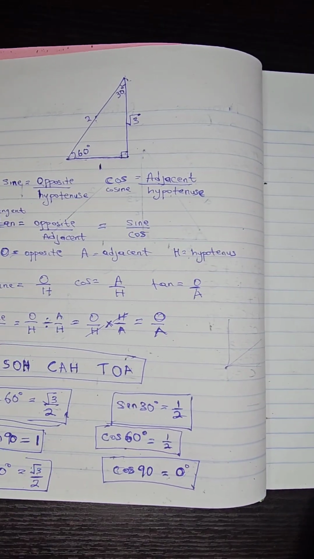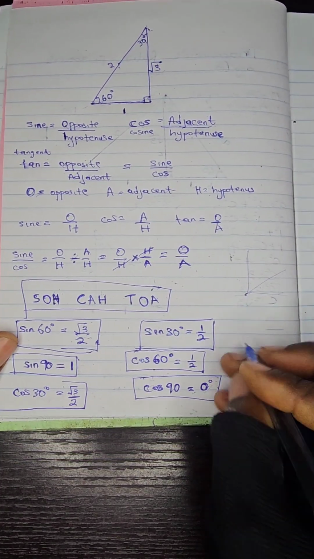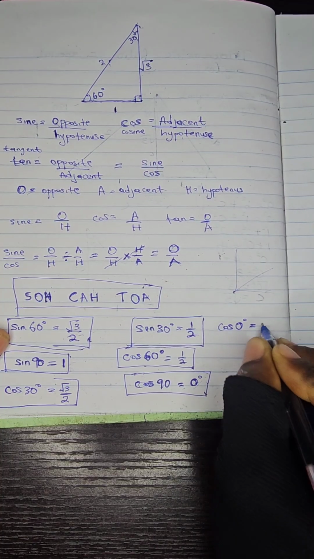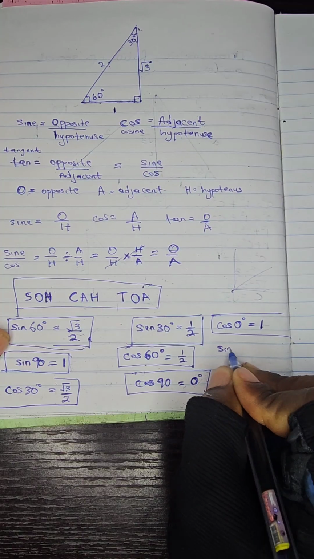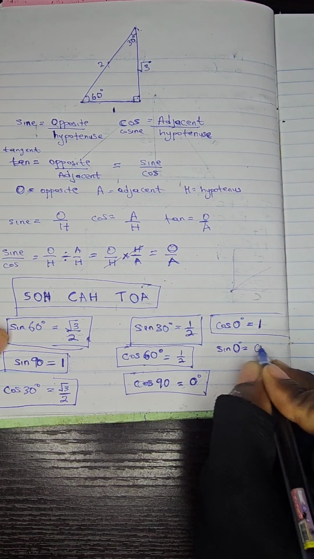The next thing we are going to look at is cos 0 and sine 0. Okay, let me put it here. Cos 0. Just know that cos 0 is 1 and sine 0 is 0.